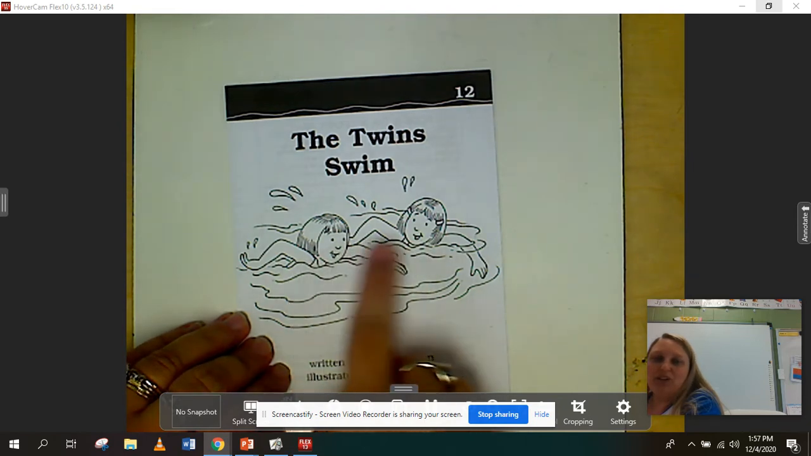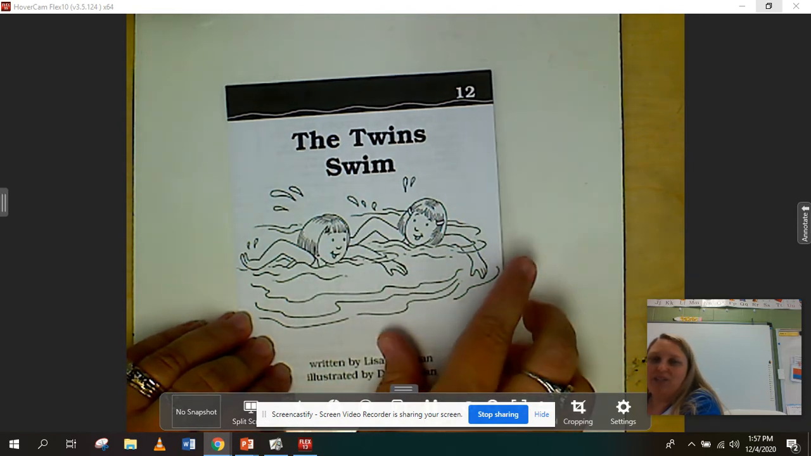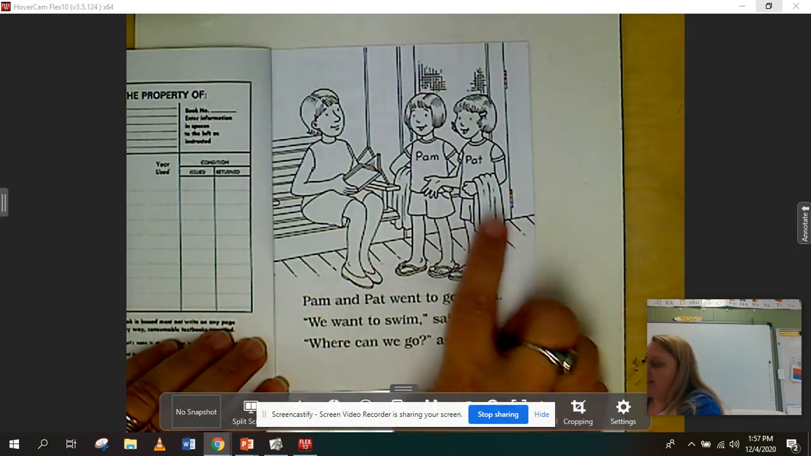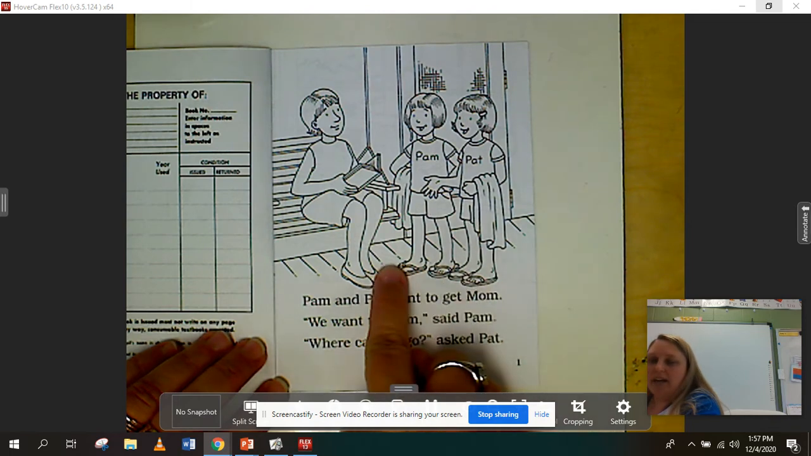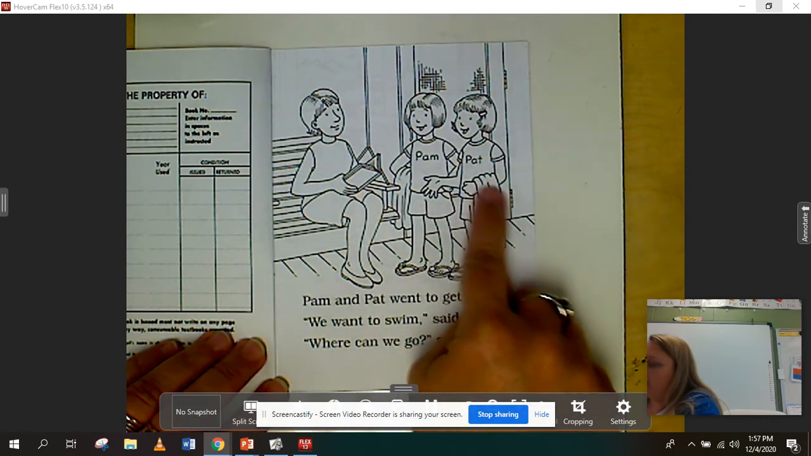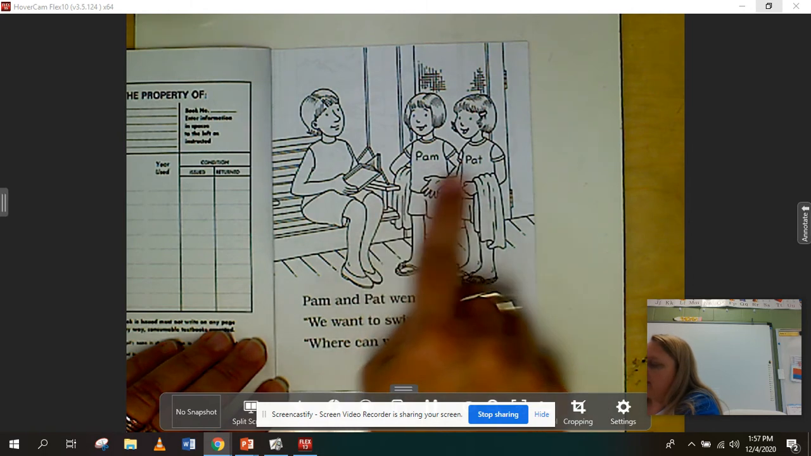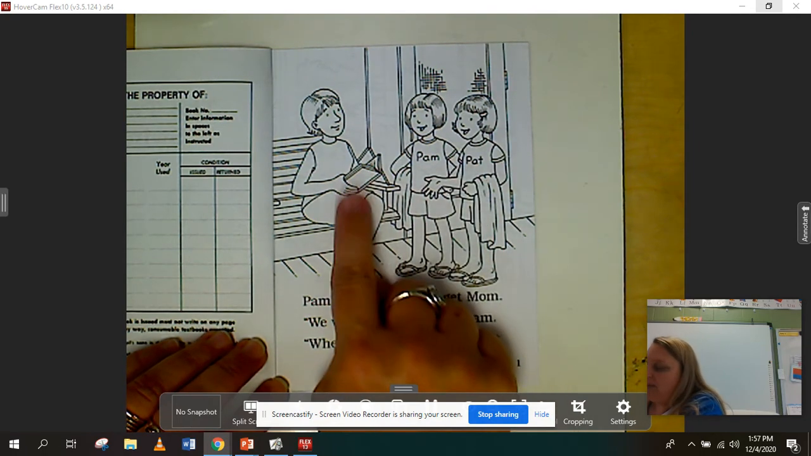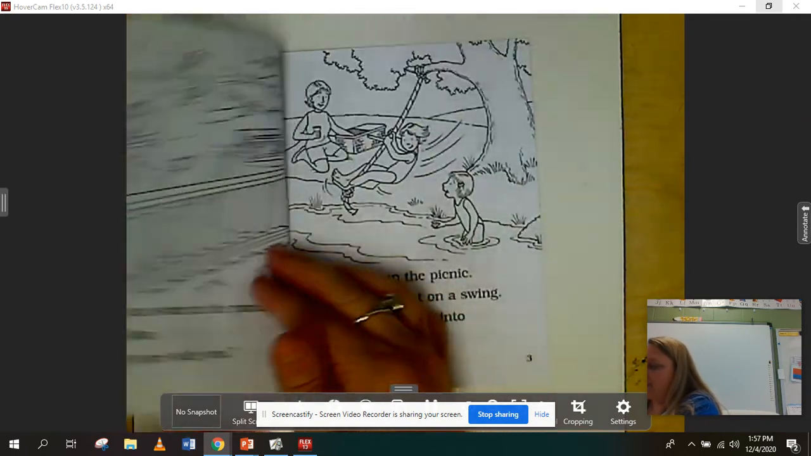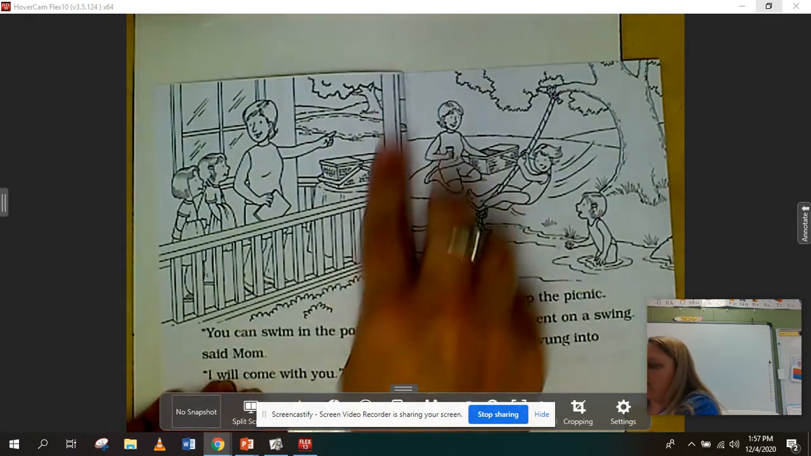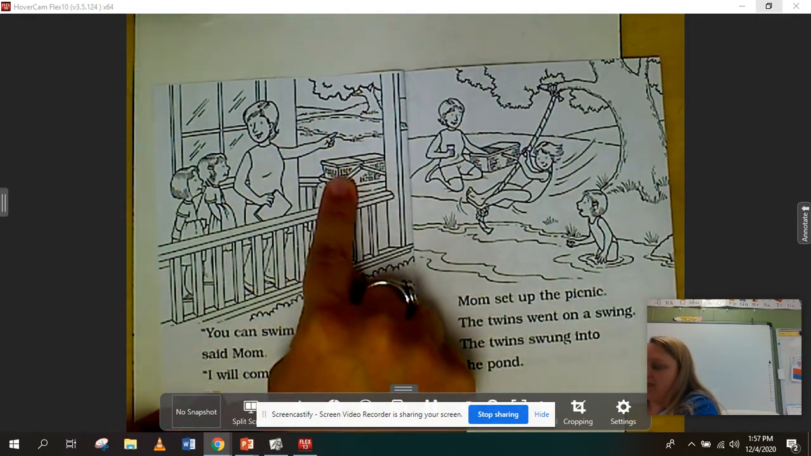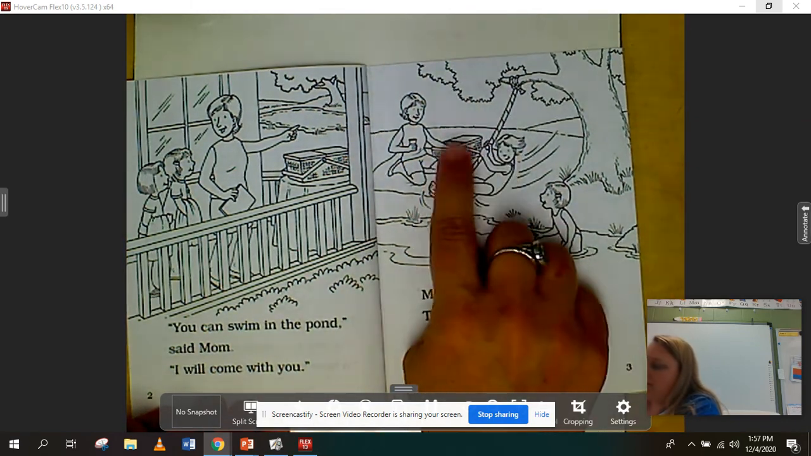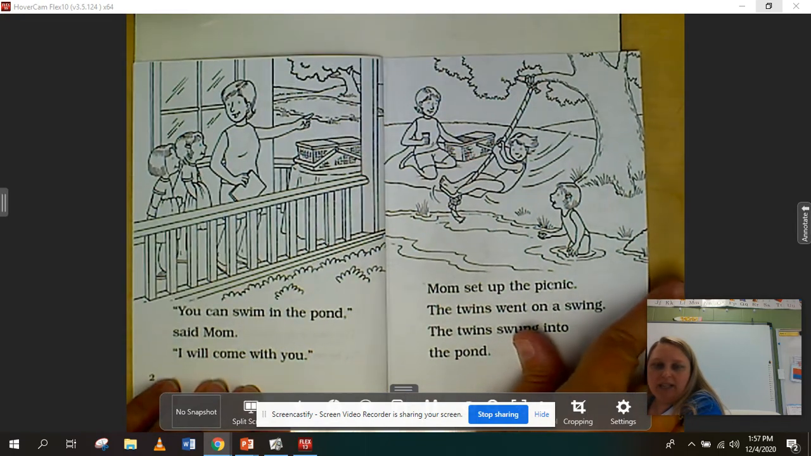Automatically, I see 2 girls on the front, and they are swimming. All right, it looks like, look, they've got shoes on. They're not regular shoes. They look like flip-flops. It looks like they have towels. And it has their names, Pam and Pat. Maybe they're talking to their mom. Oh, look. They've got a picnic basket. Maybe they're going on a picnic. Oh, look, the girls are in their swimsuits and Mom has the picnic. I guess they did go to a picnic.